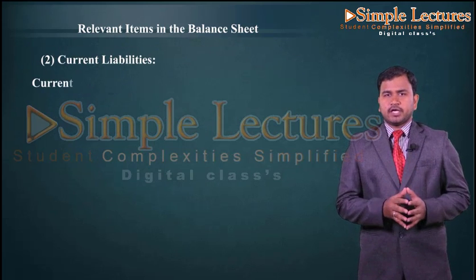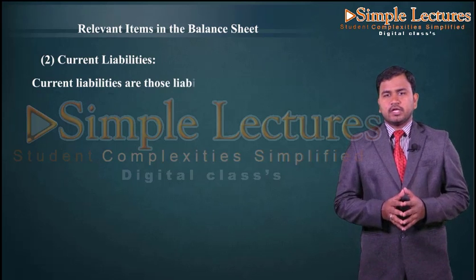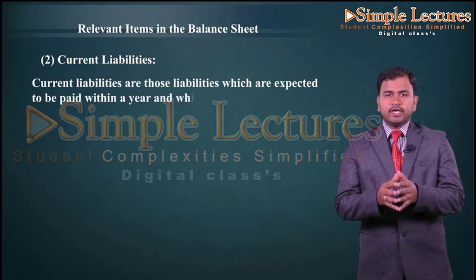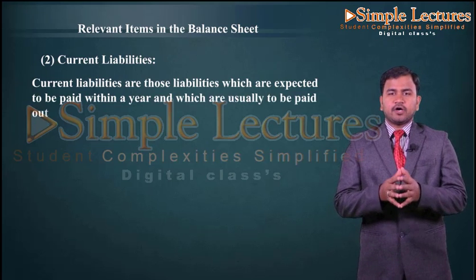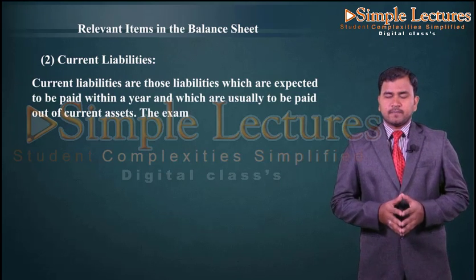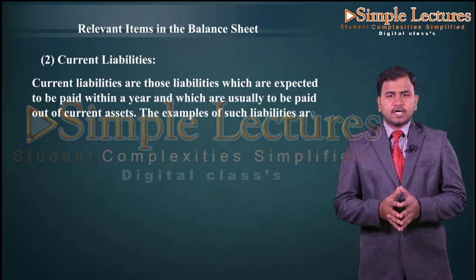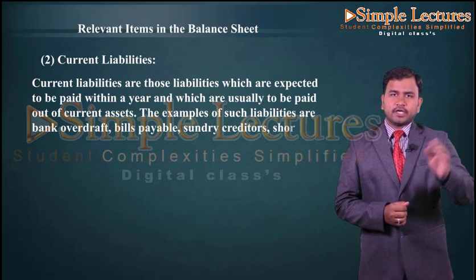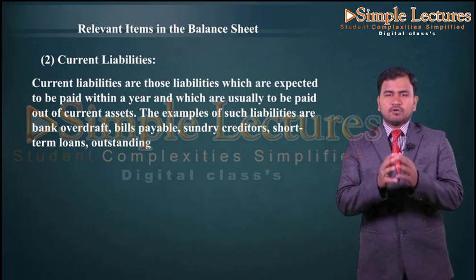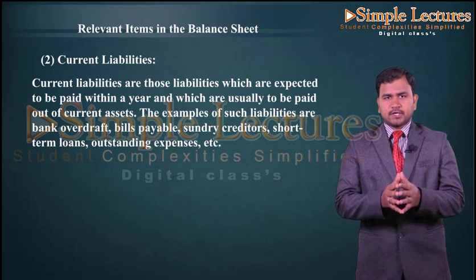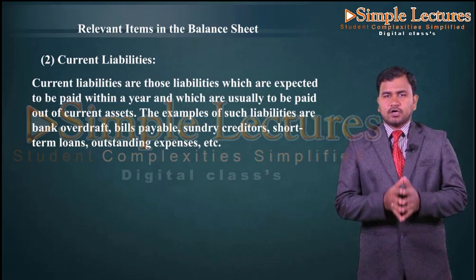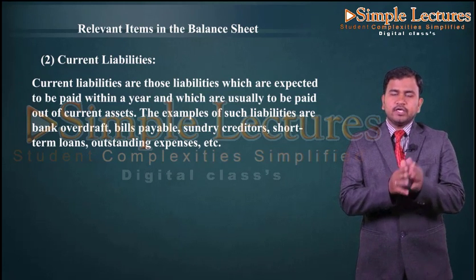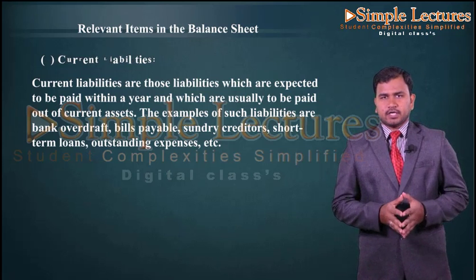So coming to current liabilities, these are those liabilities which are expected to be paid within a year and which are usually to be paid out of current assets. Examples of such liabilities are bank overdraft, bills payable, sundry creditors, short-term loans, outstanding expenses, etc. So here current liabilities are those which are supposed to be paid within a period of 1 year and which will be paid out of current assets.